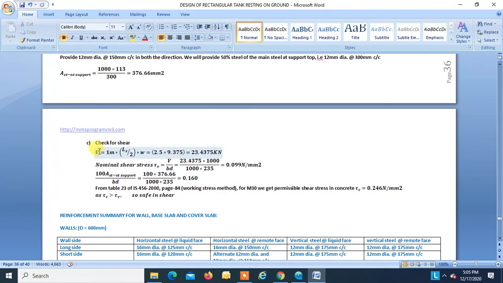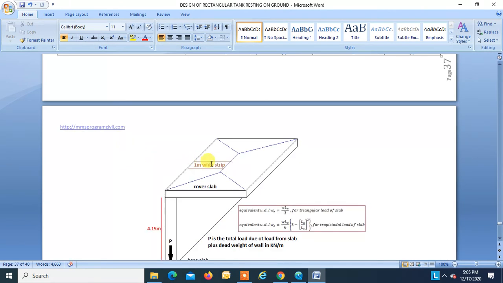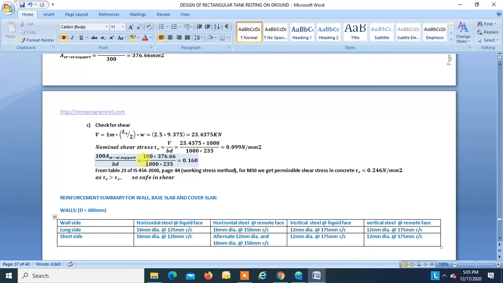So first we will find V. We will take a 1 meter strip over here. So the area of this strip is 1 meter width into this length. This is 5 meters, so 5 divided by 2, that is 2.5 meters. So 1 into 2.5 is the area, into W, that is the load in kilonewton per meter square. We will get V, the shear force in kilonewton, to be taken by this section. So V is equal to 1 into Lx by 2 into W, that is equal to 23.4375. So nominal shear stress tau v is equal to V divided by BD, that is found to be 0.099.